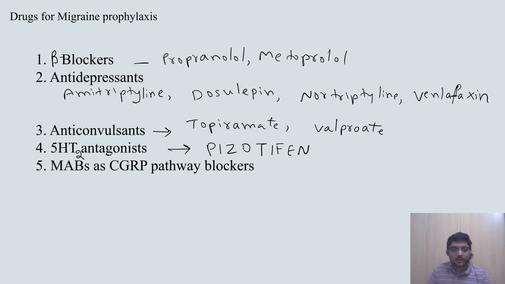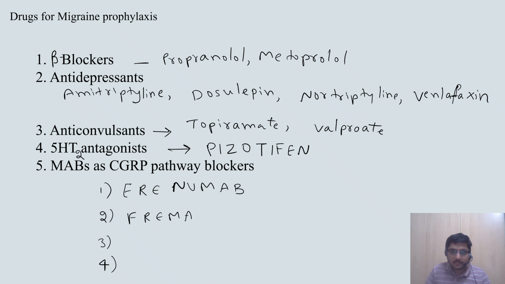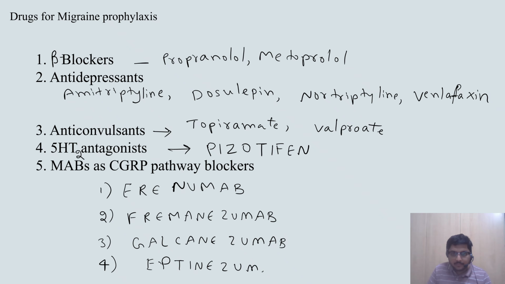And there are some monoclonal antibodies available in the market which help in prophylaxis by acting directly on the CGRP molecule or on the CGRP receptor. What are those monoclonal antibodies? Erenumab, followed by fremanezumab, and the third one is galcanezumab, and the latest one is eptinezumab. There is work going on biosimilars for these also. Eptinezumab is the latest one as of now.